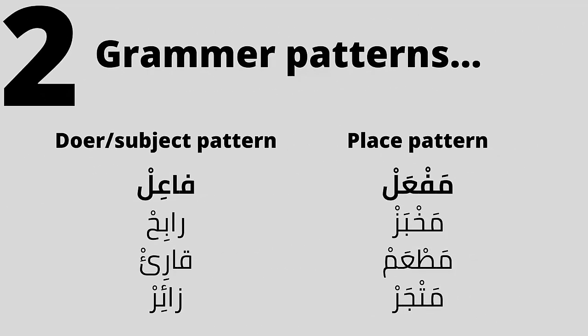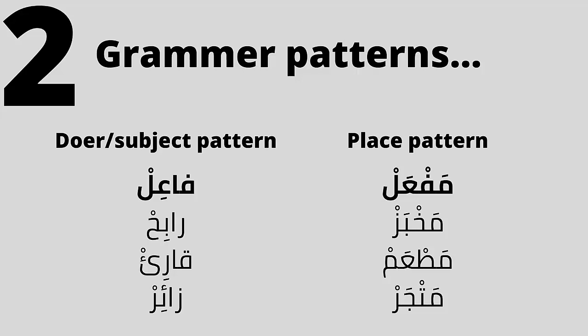Now tip number 2, grammar patterns. In Arabic we have a lot of grammar patterns, and 2 of those patterns are the doer or subject pattern and the place pattern. So what are these patterns? The patterns are basically the words that have the same vowel pattern. So let's see for example here on the right, maf'al, which is the place pattern. All the coming words will have the same vowel pattern, which is fatha, sukun, fatha, sukun.